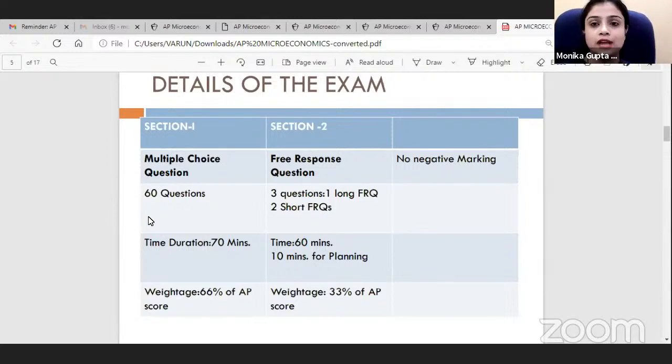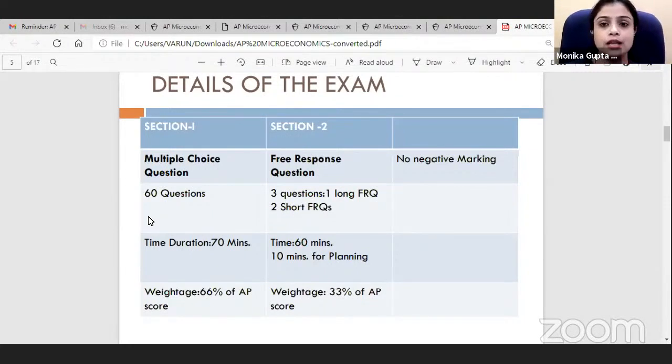Now, the time duration given to answer your MCQs will be 70 minutes. So 70 minutes to answer those questions. You have approximately 1 minute to answer each multiple choice question. And the weightage will be 66%, 0.65 of your AP exam score. So that is a good weightage for your multiple choice questions.